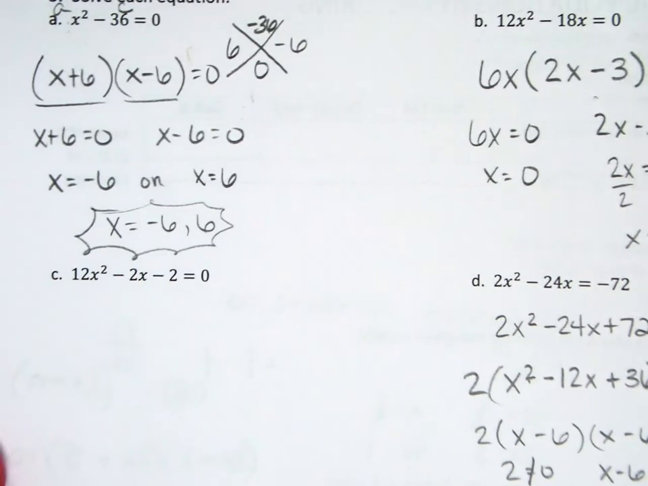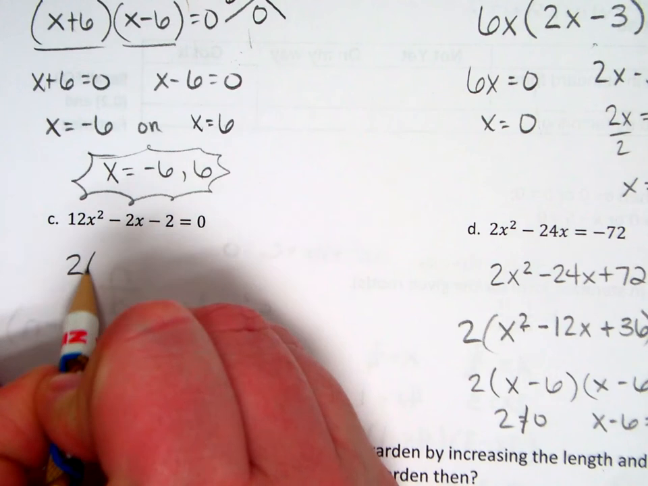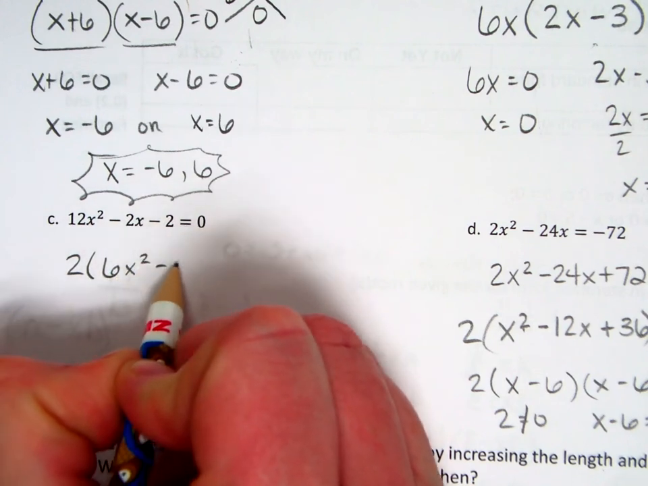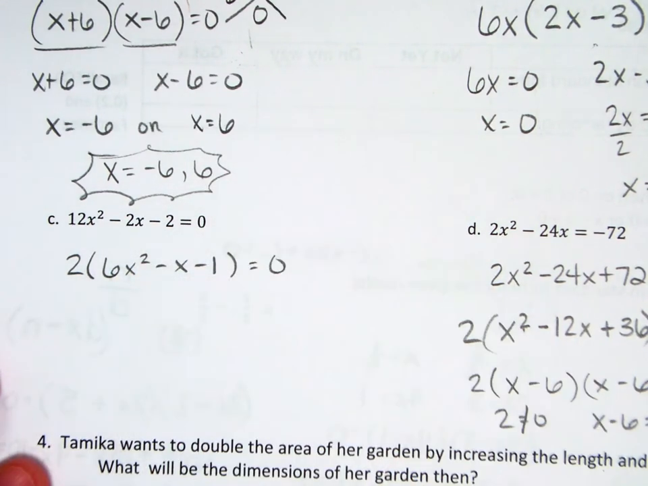All right, last but not least, this one over here. We have everything divisible by 2, so I'm going to pull a 2 out. 6x squared minus x minus 1 equals 0.